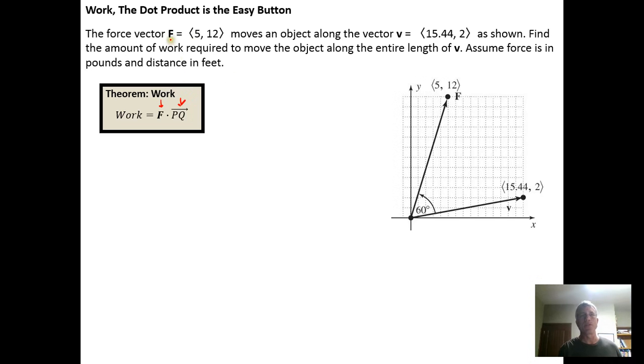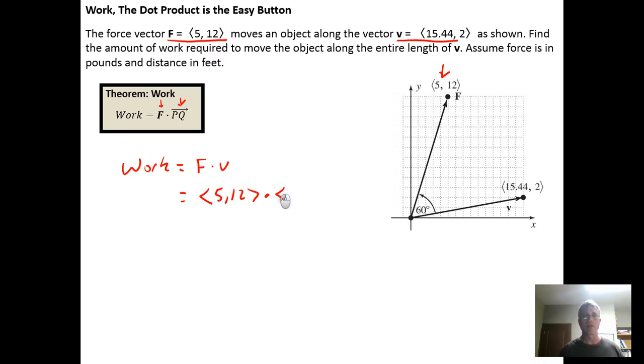So in this problem we're saying, hey, I have a force vector F equals <5, 12>, that's right here, and it's moving an object along a distance vector of <15.44, 2>. So we're moving some object from here to here, and we're applying a constant force at an angle of 60 degrees, and we're given the vectors. So to calculate the work done, it is super simple. We just say the work is going to equal F dot V, and we've been given F and V, so we don't even have to come up with it on our own.